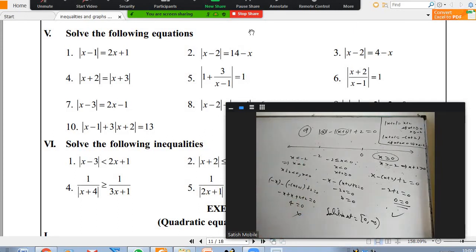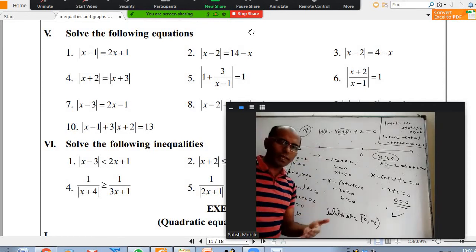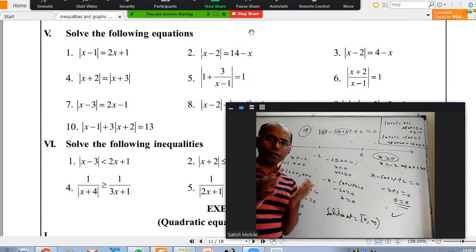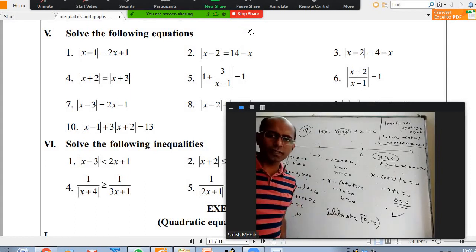Excuse me, sir. Yes, tell. Can you say how you selected the numbers, like 0 and minus 2? Yeah. See, mod x, whether it will come plus x or minus x, what is the transition number after which it is plus x? Before that it is minus x. What is that number? 0.